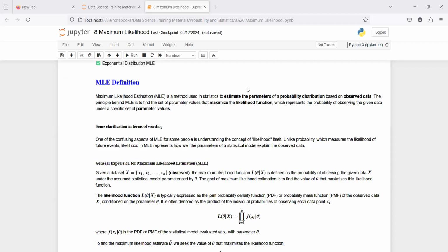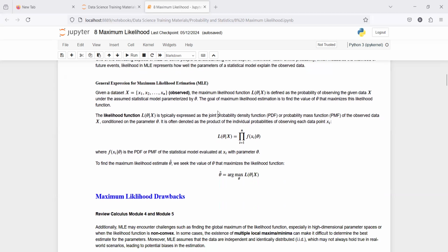For example, given a data set X equal to X1 to Xn, the maximum likelihood function L of theta conditioned on X, which is the data, is defined as the probability of observing the given data X under the assumed statistical model parameterized by theta. The goal of maximum likelihood estimation is to find the value of theta that maximizes this likelihood function. The likelihood function L of theta given X is typically expressed as a joint probability density function or probability mass function of the observed data X, conditioned on the parameter theta.